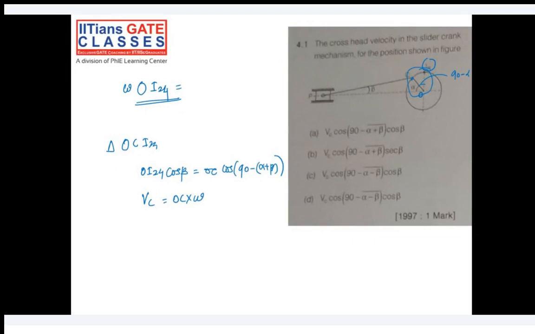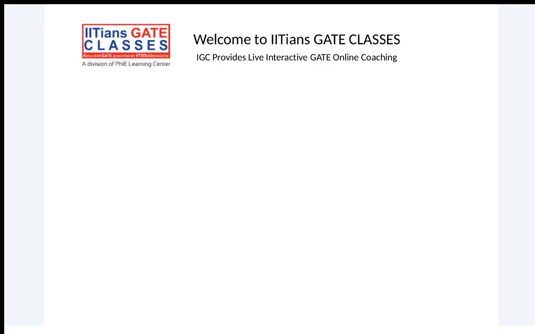If you compare these two together, I can take this cos beta to this side and multiply here as sec beta. So indirectly I'm saying this is our omega. So that's all then.